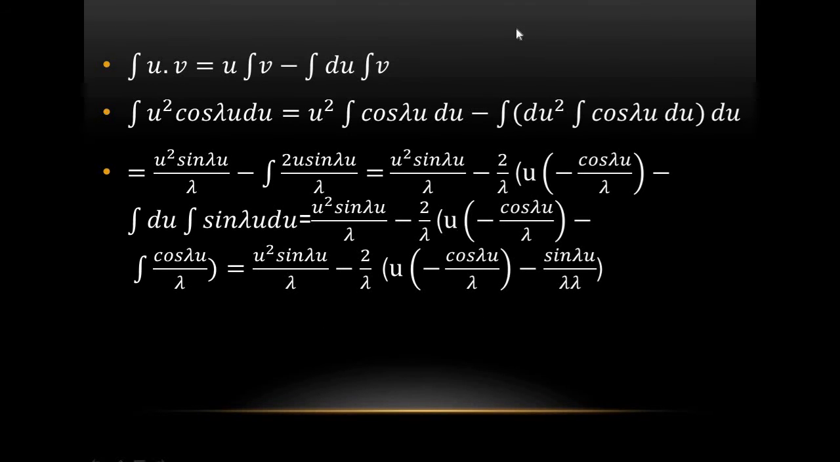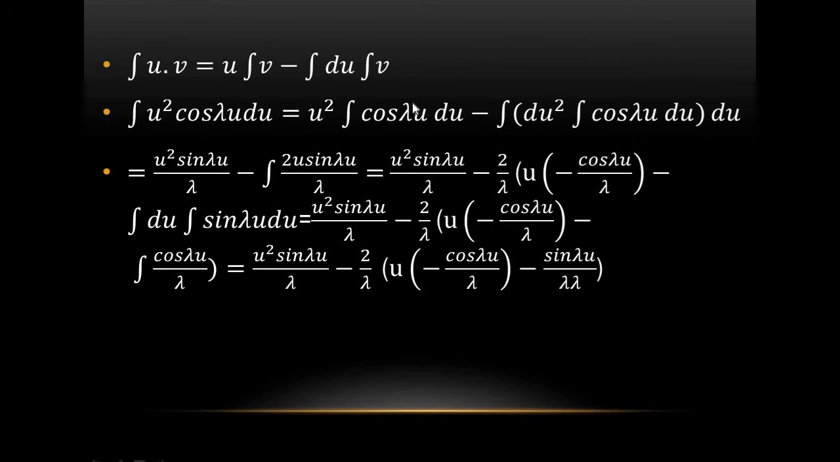Again I can repeat the steps here. First term is x square, second term is cos lambda x. Here we have to use the UV rule. So first term as it is, integration of second term, minus integration of derivative of first term and integration of second term.